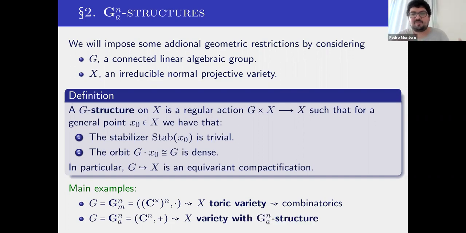Okay, but today we will be interested in additive varieties. So the algebraic group that we will consider is the vector group, so it's C to the N with the addition. Varieties with a G_a^n structure, for short, I will just say additive variety, because it's short. But this is what I mean.